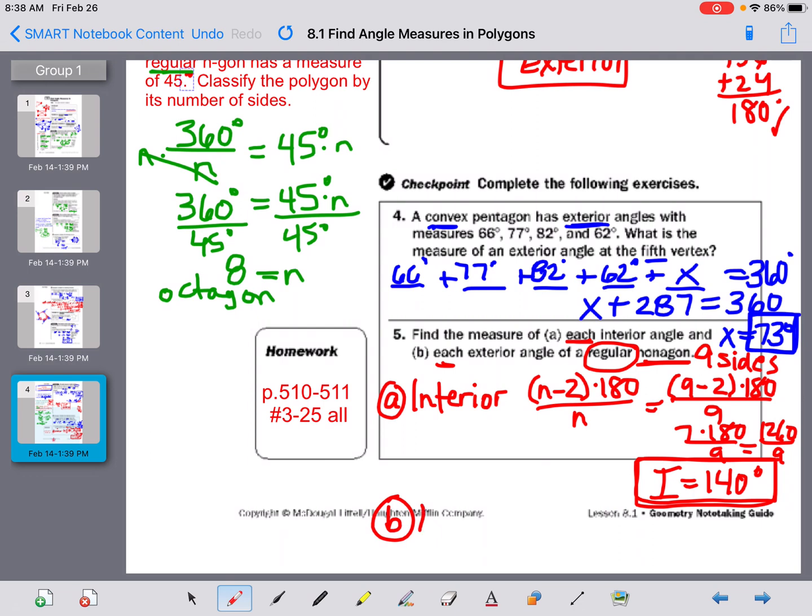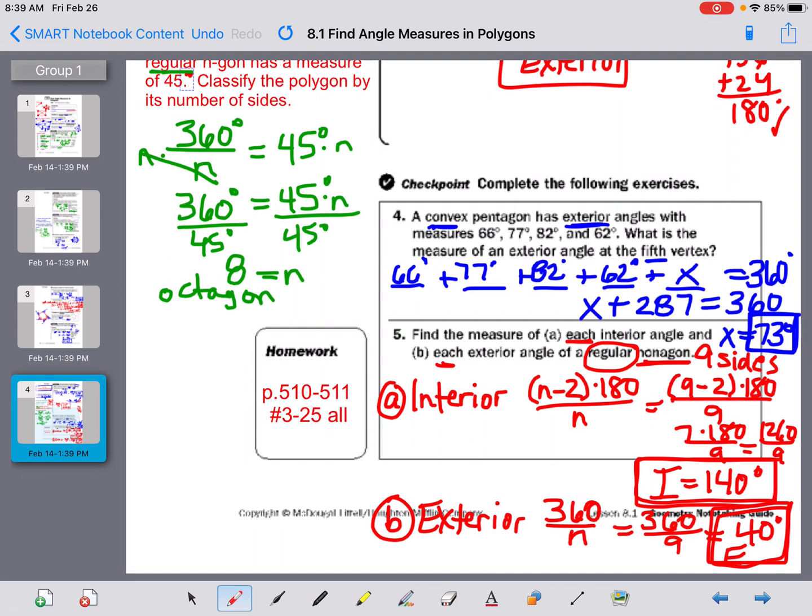All right, for my exterior angle, the math is so much easier. It's just 360 divided by n. So I do 360 divided by my 9 sides, and each exterior angle is 40. Quick check. What does 140 plus 40 equal? 180. So that makes sense to us, that those two angles are the interior and exterior angle of a regular nonagon. All right, so you're turning in your book to page 510 to 511 to practice what we've learned today.